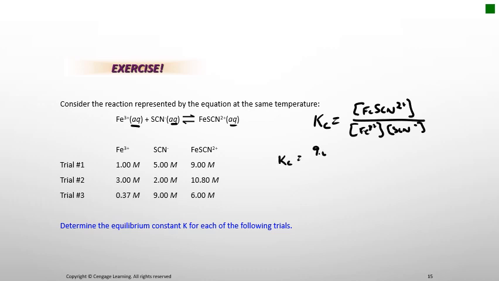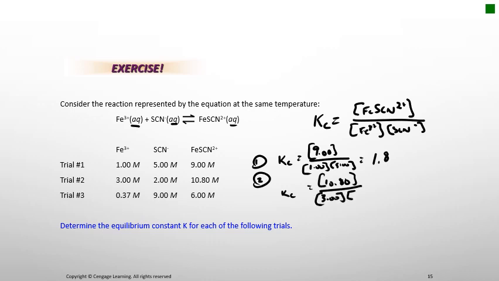So if I were now going to take these concentrations and plug them into the expression, the first one that I would have, Kc, would be equal to 9 divided by 1 and 5. 9 divided by 5 is equal to 1.8. As I look at the second trial, my Kc would now be equal to 10.80 divided by 3 and divided by 2. So 10.8 divided by 6 also equals 1.8. And for my third trial, we have 6 in the numerator, dividing that by 0.37 and by 9.00, and when we do that, we end up with 1.8 as well.